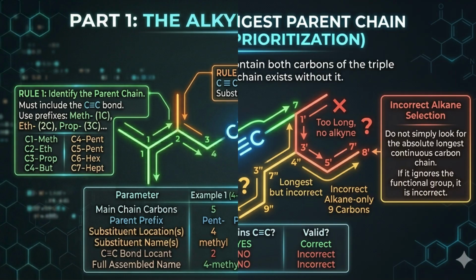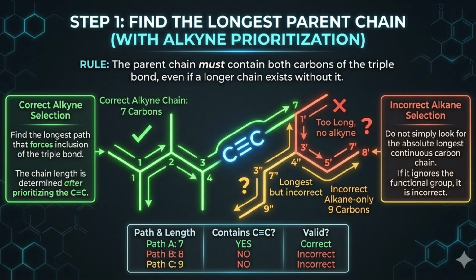Now, let's look at step 1, finding the longest chain. In basic alkanes, you just look for the longest continuous string of carbons. But for alkynes, there's a major catch. The parent chain, the one that gives the molecule its main name, must include both carbon atoms involved in the triple bond. Think of the triple bond as the guest of honor. You can't have a party without them. Even if you see a longer path of carbons elsewhere in the molecule, if it doesn't include that triple bond, it cannot be your parent chain.